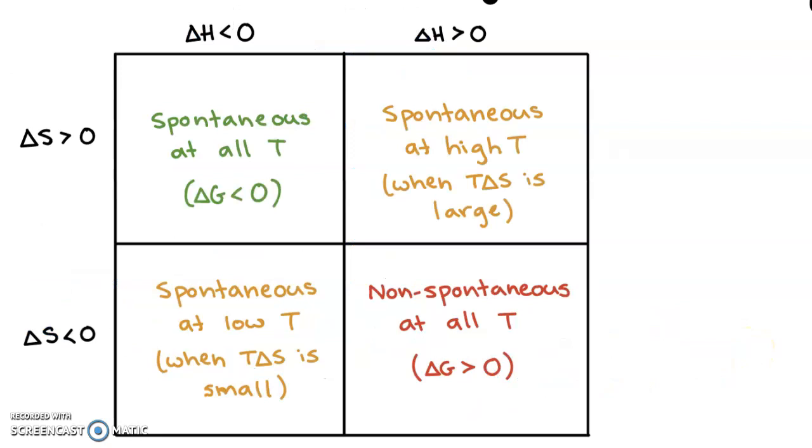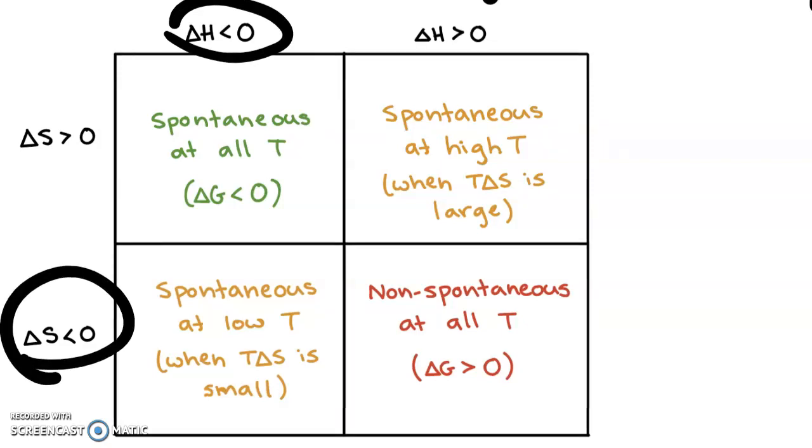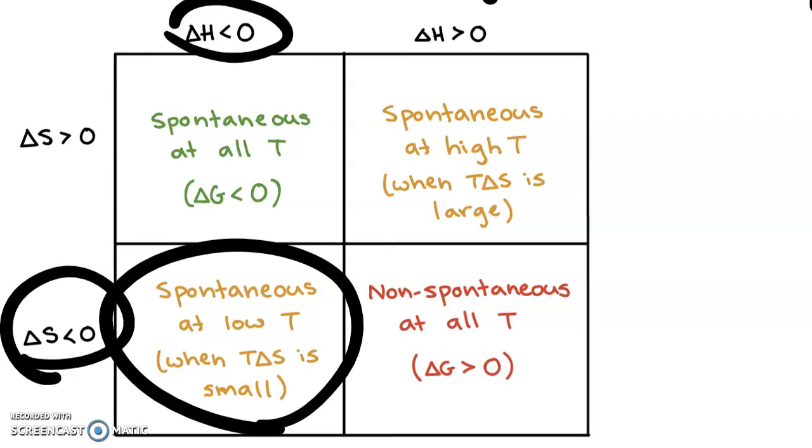So again, if we refer back to this image, we see that we had an exothermic process and we had unfavorable entropy. So that means that that reaction is spontaneous at low temperature.